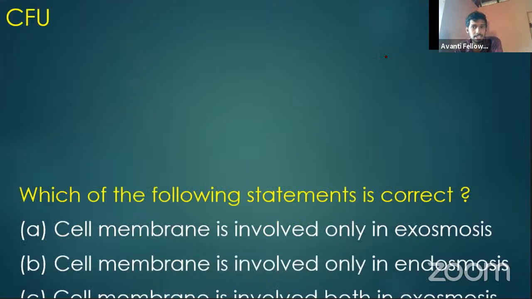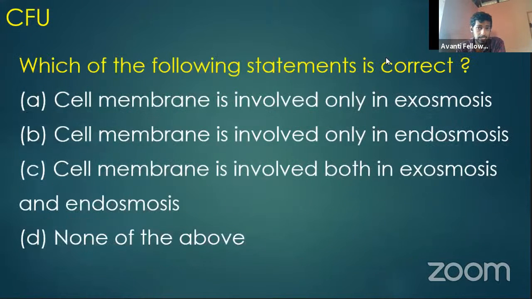The first question is, which of the following statements is correct? They are asking which statement is correct. The first option is cell membrane is involved only in exosmosis. Cell membrane is involved in endosmosis. Cell membrane is involved in both exosmosis and endosmosis, and none of the above. You can take your time and answer. I will give you 5 seconds. I've launched the poll, guys.